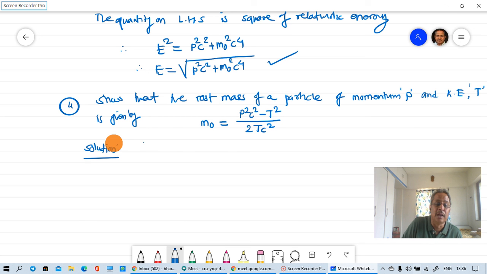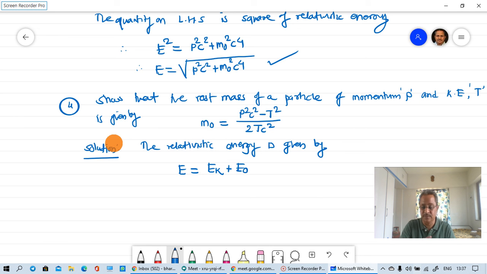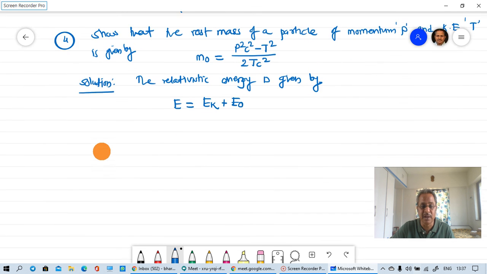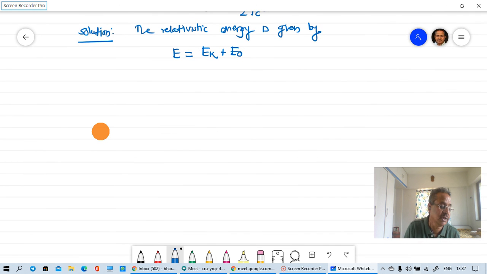The relativistic energy E is the kinetic energy Ek plus E0, the rest mass energy. I don't know how many of you remember this; we saw this derivation almost a week ago. E is equal to Ek plus E0. Ek in this case is given as T, so I can write capital E is equal to T, the kinetic energy, plus E0. E0 is the rest mass energy, given simply by rest mass m0 into c squared.